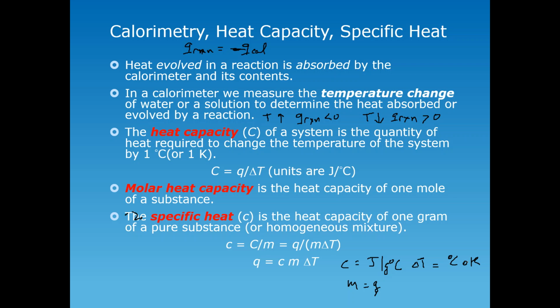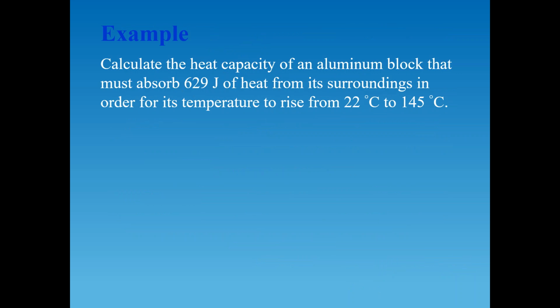And it doesn't matter which one you use, numerically the results would still be the same in terms of the C, all right? Okay, so based on what we have just learned, we could do problems such as this one right here. This question says calculate the heat capacity of an aluminum block that absorbs 629 joules of heat from its surroundings in order for its temperature to rise from 22 degrees Celsius to 145 degrees Celsius.